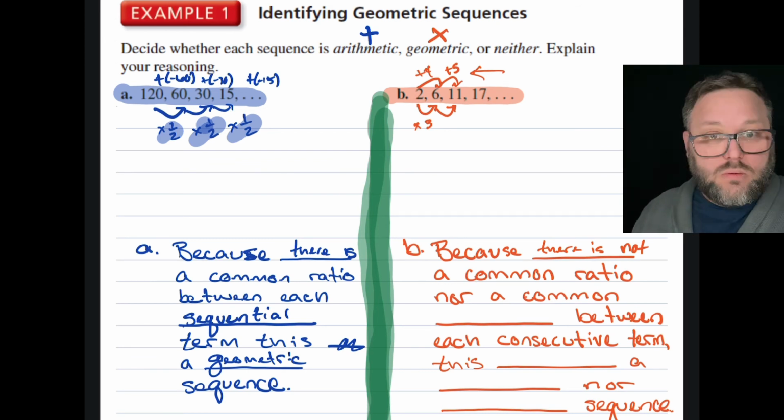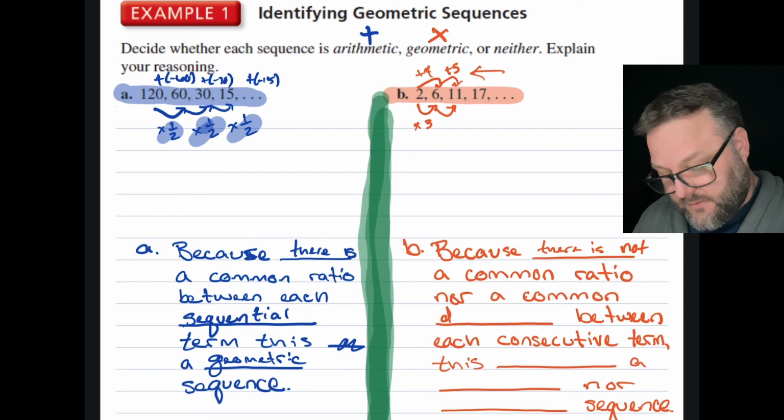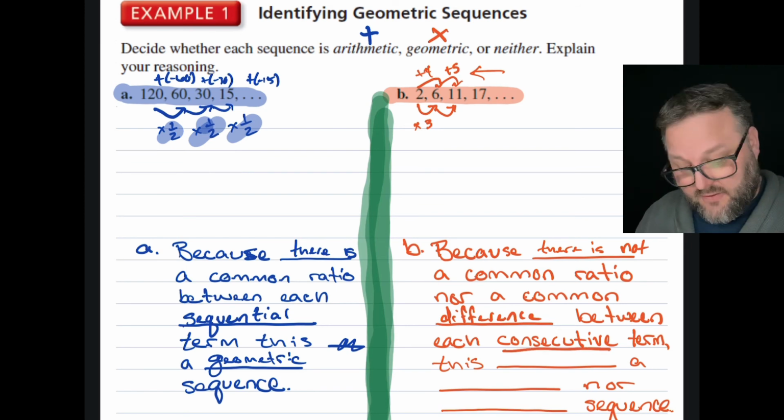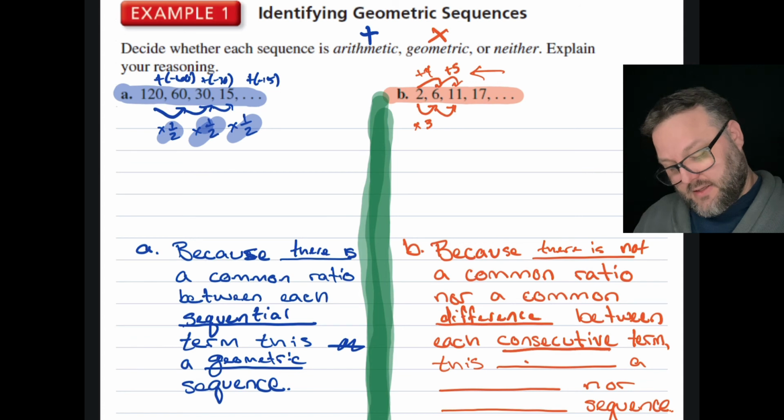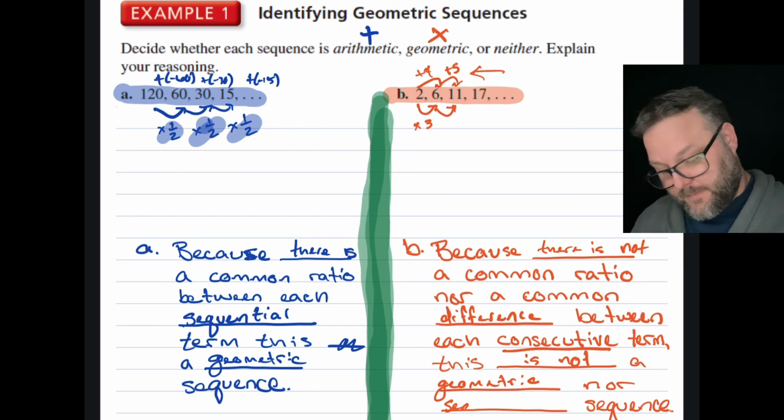There is no common difference between each consecutive or sequential term. This is not a geometric nor arithmetic sequence.